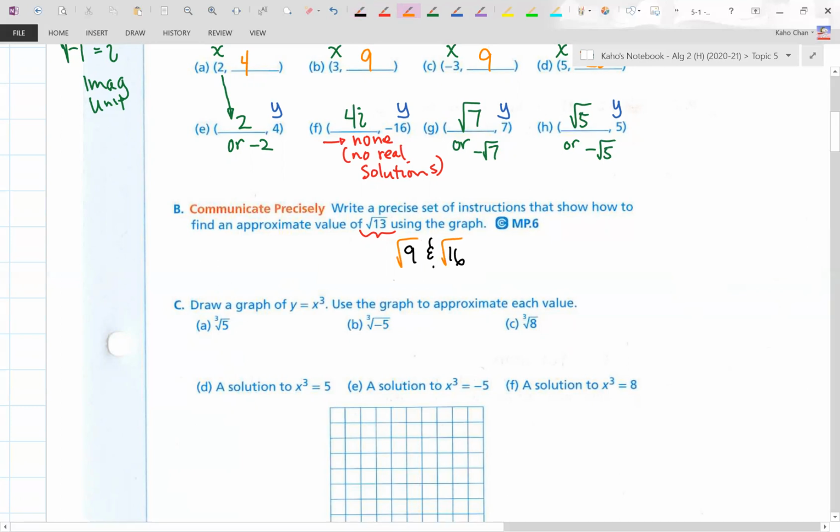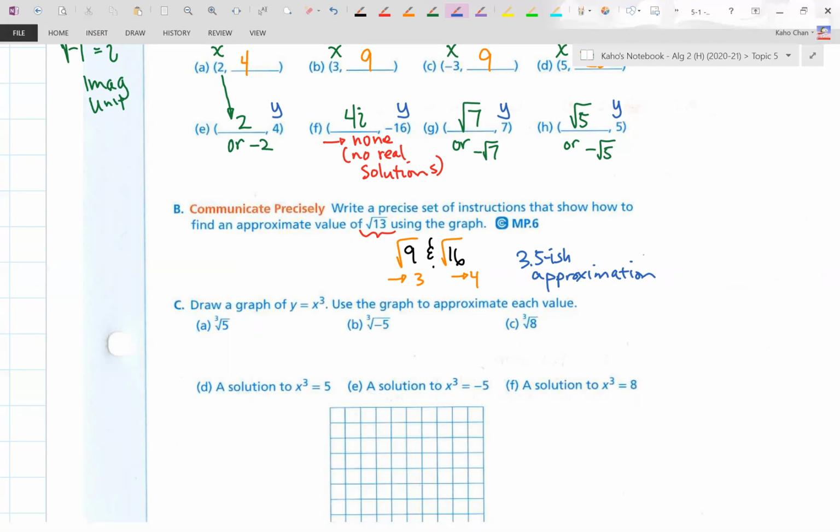The square root of 9 is 3. The square root of 16 is 4. So the number 13 is between 9 and 16. Therefore, the square root of 13 is between 3 and 4. That's one way of approximating it. So we can just say 3.5-ish. That's an approximation. It's a good guess. That's called interpolation. You're just doing your best guess there.